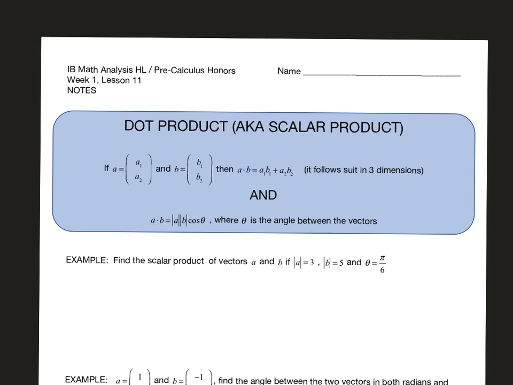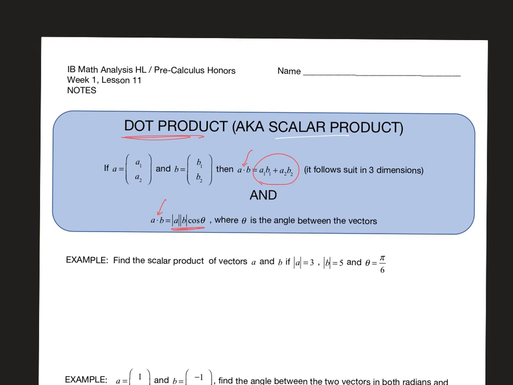Okay, so today you're learning something called the dot product. The technical term is the scalar product. Nobody calls it that. Maybe college professors, but most people call it the dot product, because of that itty bitty tiny little dot right there and there. This is how you calculate the dot product, but then this over here is how you can use it. So you'll need both of them.